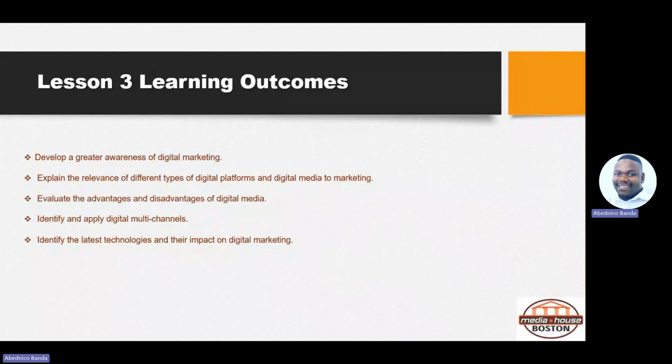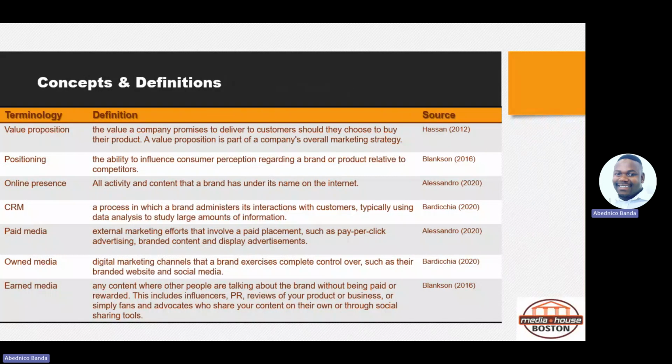These are the terms that you are going to come across as this lesson progresses: value proposition, positioning, online presence, customer relationship management, paid media, owned media, and earned media. I'm sure you have come across these terms and concepts before, be it in your first year or your second year, or in your work, or in other subjects that you are working on. And we are going to come across these terms as we continue with the lecture.